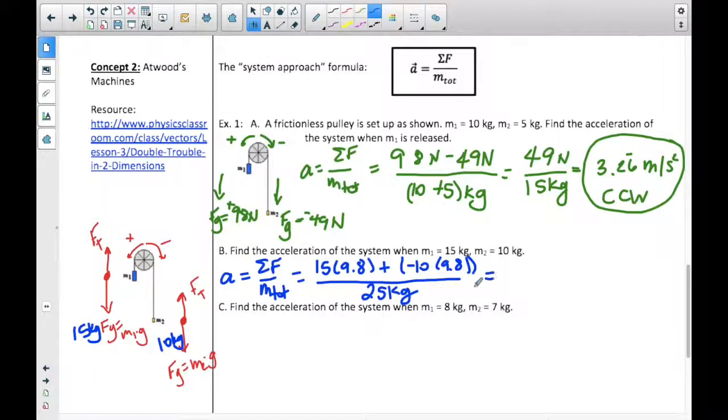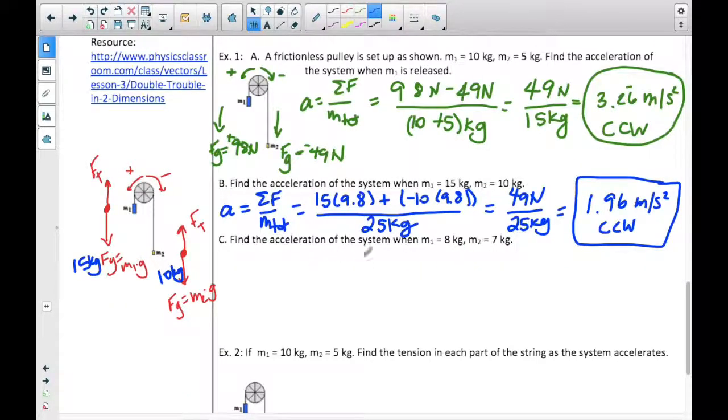When we do that math up on the top, we get the same number as we had just a minute ago. We get 49 newtons up, the same total force as we had here. The difference, though, is the total mass is greater. And because the force is the same, but the mass is greater, that's going to give us a lower acceleration, 1.96 this time, meters per second squared, and still going in the counterclockwise direction.